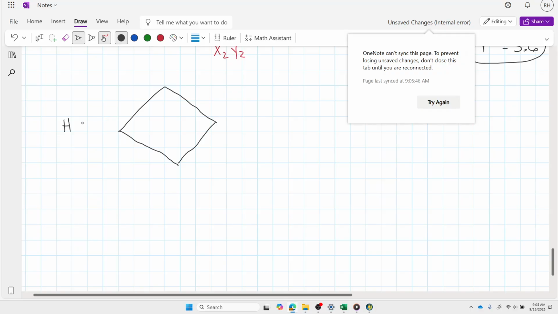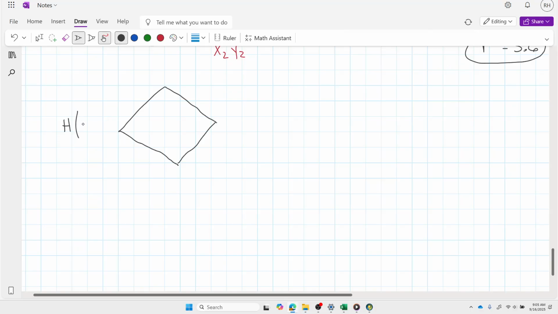point H at 3, -5, point G at 5, -1, point F is at 7, -5, and probably E. E is at 4, -7.